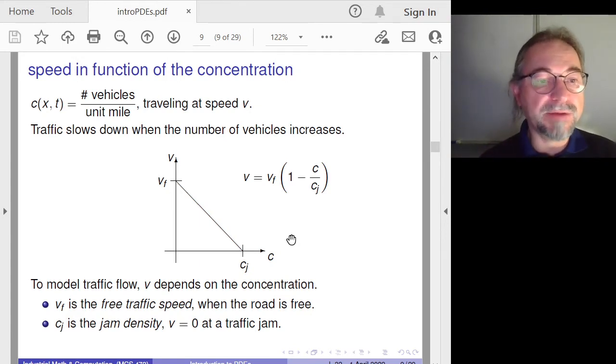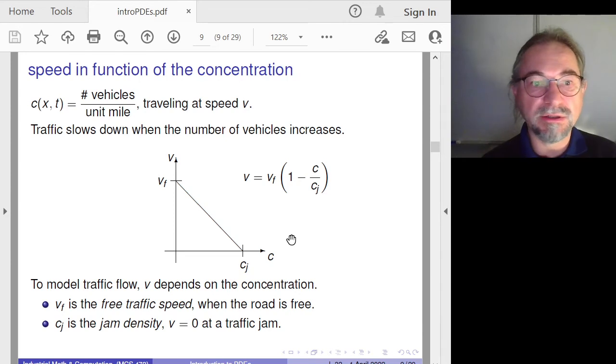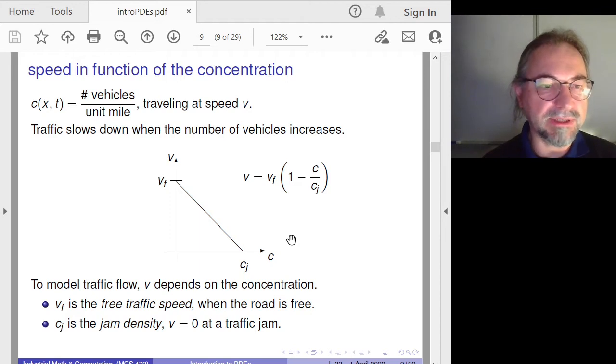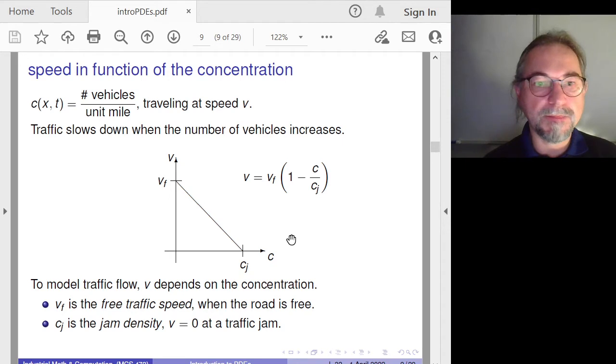So we have the free traffic speed and we have the jam density. So the speed drops to zero when there are simply too many cars on the road. When that density is reached, there is no more traffic speed. Okay, so we have this model now.